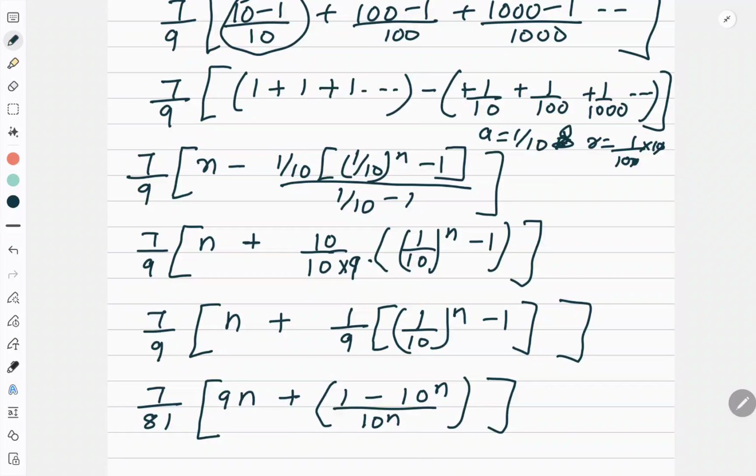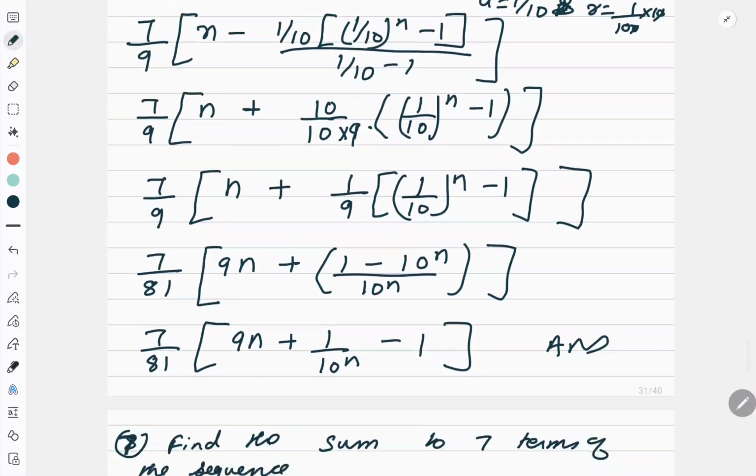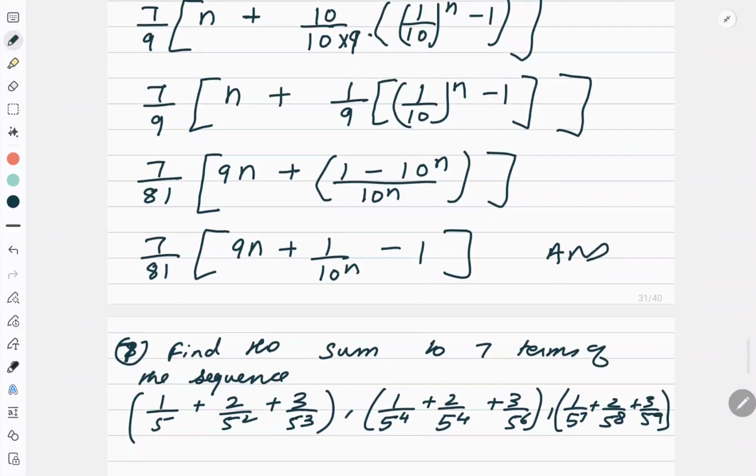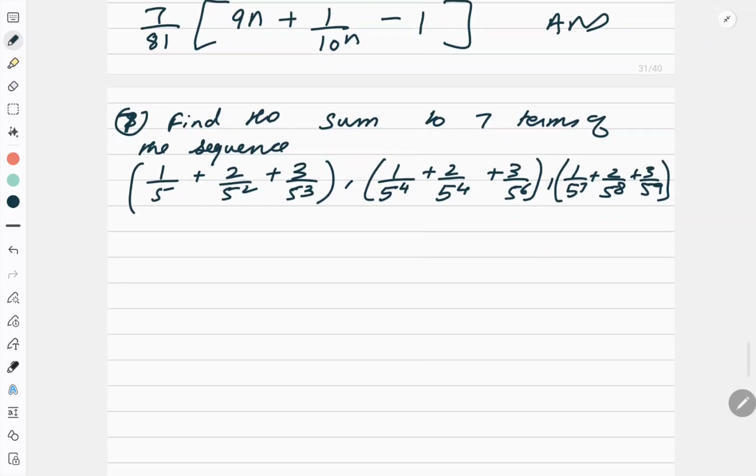Now still I can simplify it further also. If I want, I can just open this bracket, but if you stop here also it is correct: 7 by 81, 9n plus 1 upon 10 to the power n minus 1. Answer. Easy? So this type of questions are very, very important. Okay. Now I'll come back to this question, but before that I want to do one more question like this.